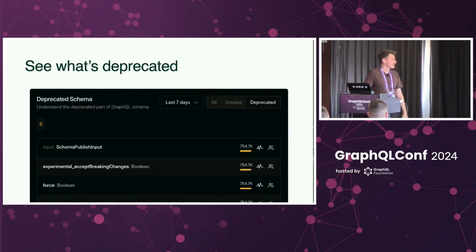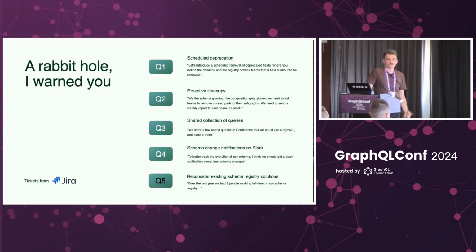Next, you want to see the deprecated pieces of schema. You want to communicate to teams that a field was deprecated, and they will probably ignore you. So you have to be proactive and go to those teams and say, this field will be removed, let's say, 30 days from now. To get to this point, you need a view or a filter that shows you which fields are deprecated, right? And the list grows. Imagine this is your Jira ticketing system, and in Q1 someone says, let's introduce a scheduled removal of deprecated fields. It just makes so much sense, right?